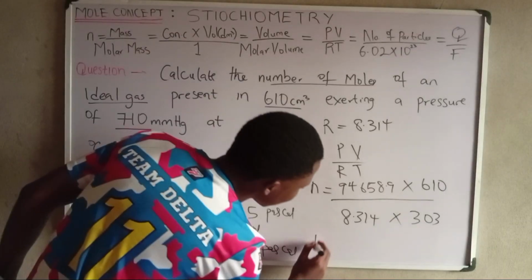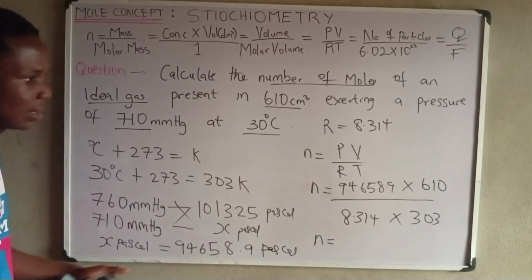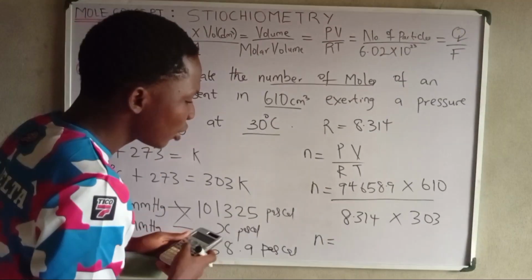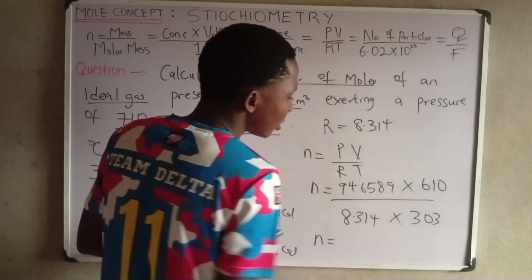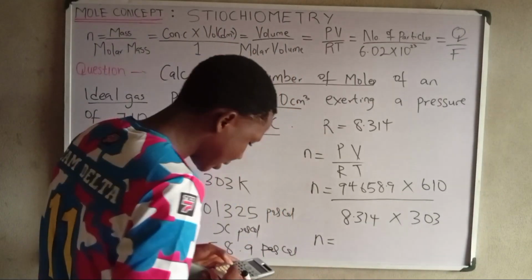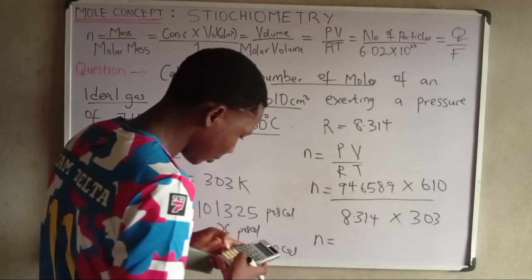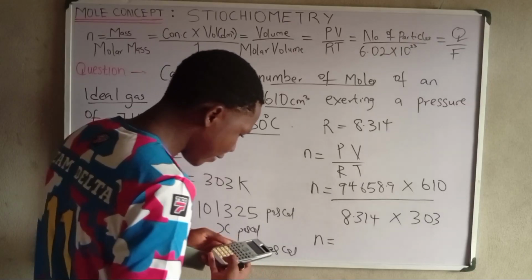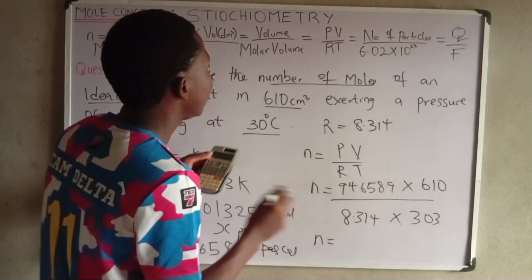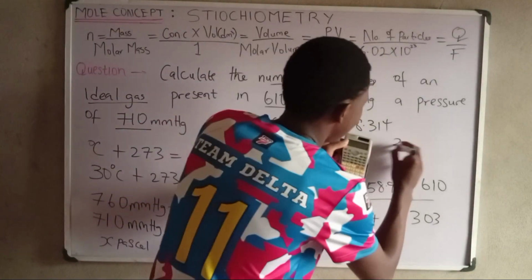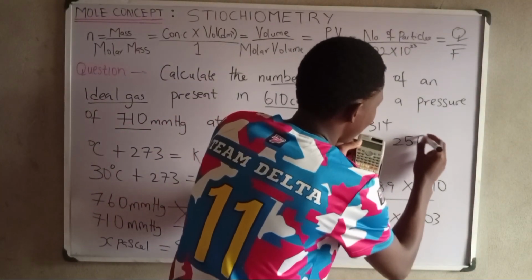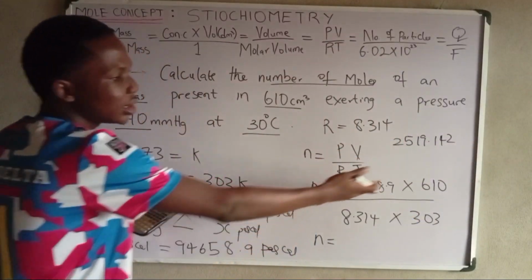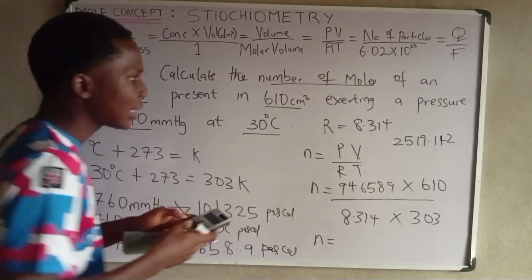So now let's calculate. I'm going to punch this one first. 8.314 multiplied by what? 303 will give us what? Forgive me, where should I write this guy? Okay, let's write him here. 2519.142. So after punching the down one, we just divide by this value and we'll get our answer.